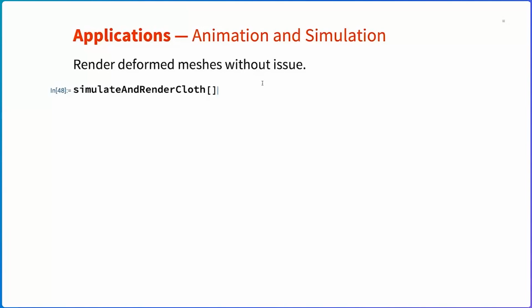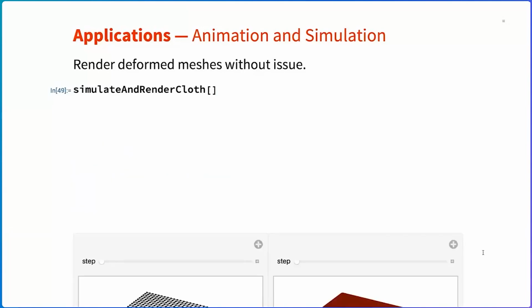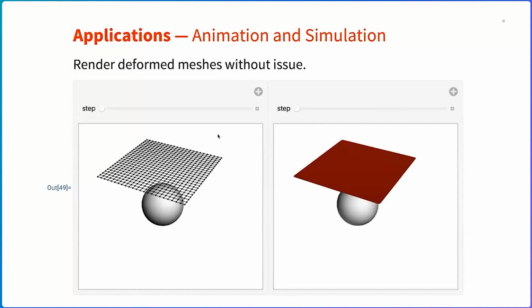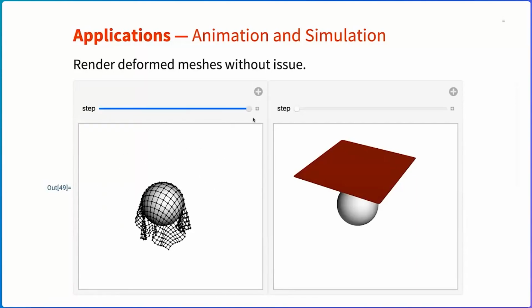Here I have a simple cloth simulation I wrote using the Wolfram compiler. After running it, we'll see two different views. On the left, we have the underlying sample points of the cloth that were simulated. I can go ahead and step through a simulation and we see they fall and wrap around our sphere.